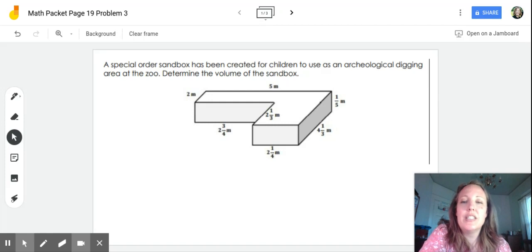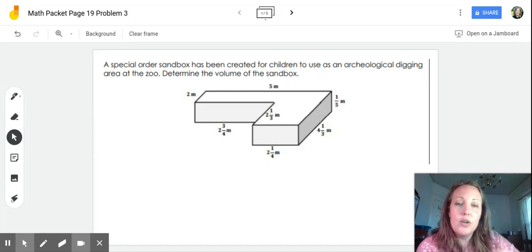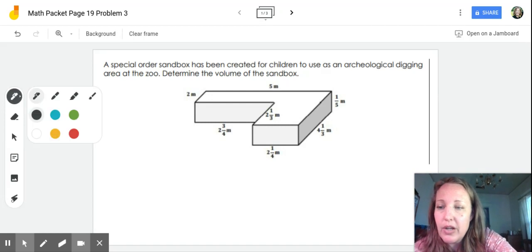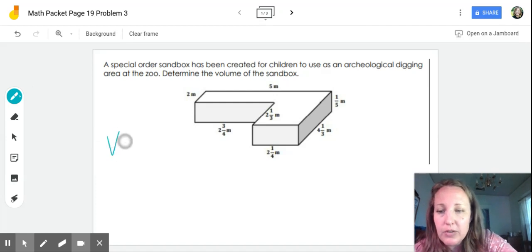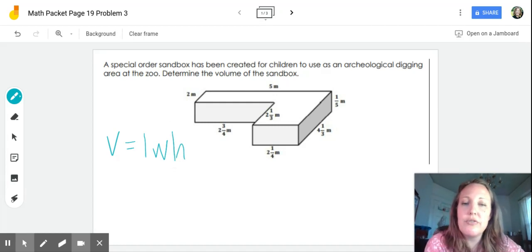Okay, so it says we need to determine the volume of the sandbox. Now, there's a couple ways that you can approach a problem like this. When we find volume, we have to remember the volume of a rectangular prism, which is what we're talking about here. Volume is equal to length times width times height, right? You have those three dimensions because it's a three-dimensional figure.